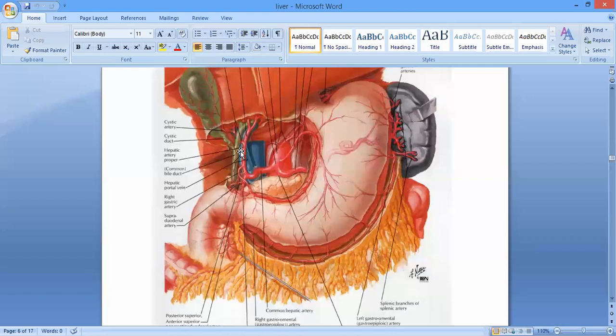So it is going to run over here, and then it will reach the area of the porta hepatis, and the porta hepatis is going to divide into the right and the left hepatic arteries, which are going to their respective lobes. ठीक है जी?